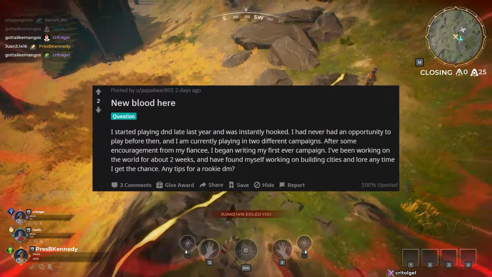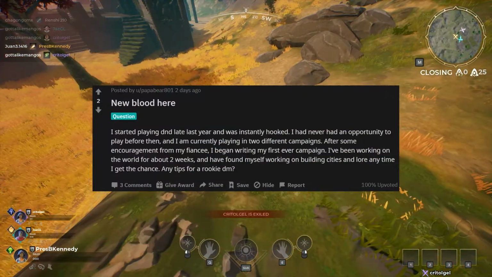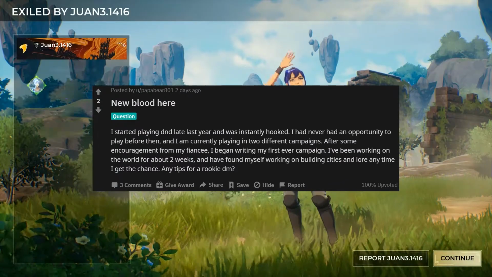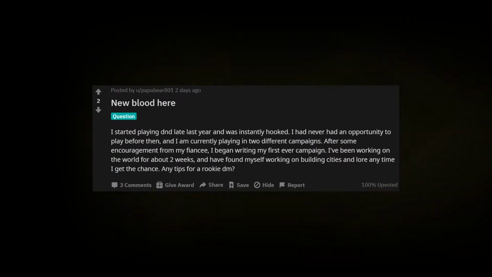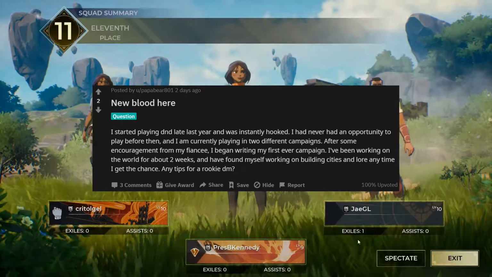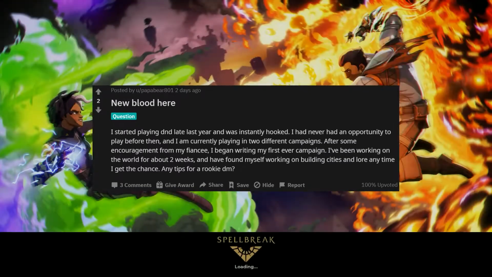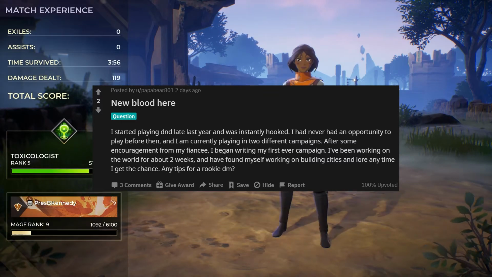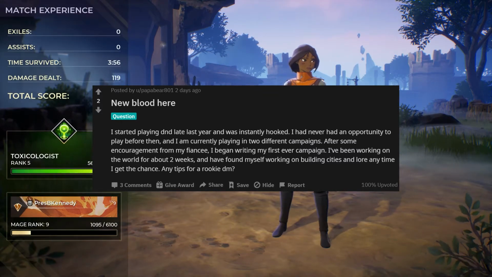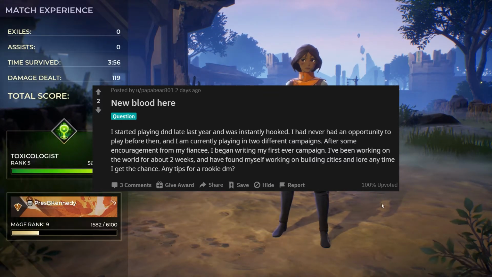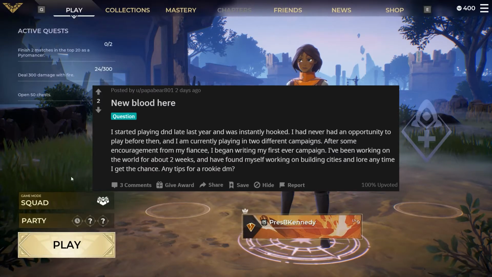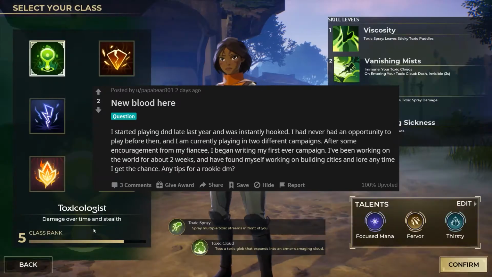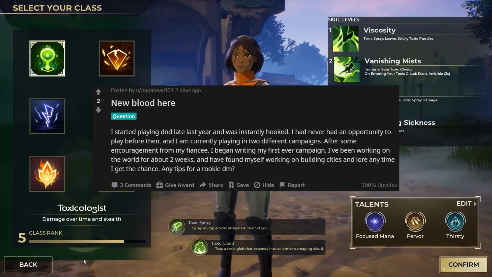Our final piece of advice is to a new Dungeon Master. "New blood here. I started playing D&D late last year and was instantly hooked. I had never had an opportunity to play before then, and I'm currently playing in 2 different campaigns. After some encouragement from my fiancé, I began writing my first ever campaign. I've been working on the world for about 2 weeks and have found myself working on building cities and lore anytime I get the chance. Any tips for a rookie Dungeon Master?"